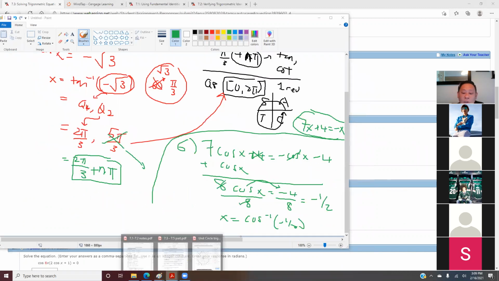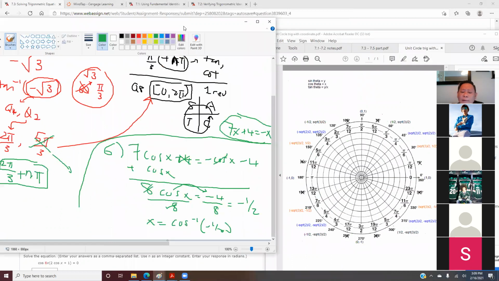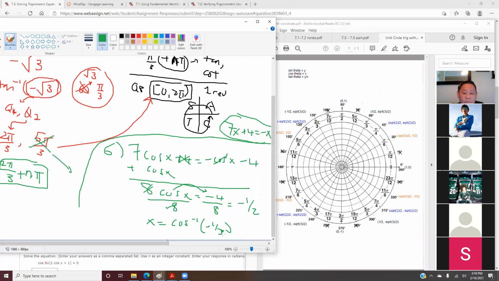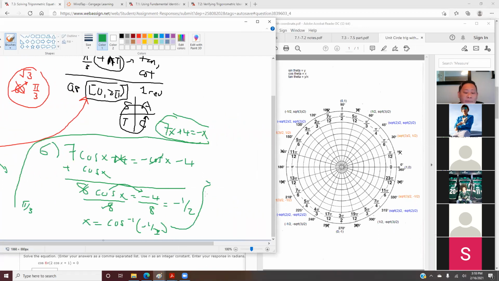So can someone use the unit circle approach here to tell me cosine is what, x or y? X. So can you tell me which x coordinates here give us half? Pi over 3, 60 degrees. But this question does not want half. This question wants negative half. What quadrants can you tell me cosine is negative? 2 and 3.